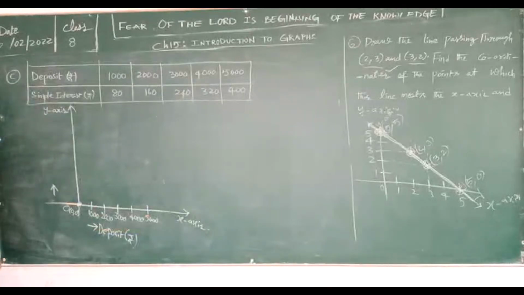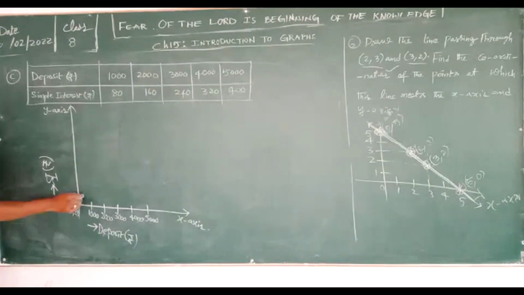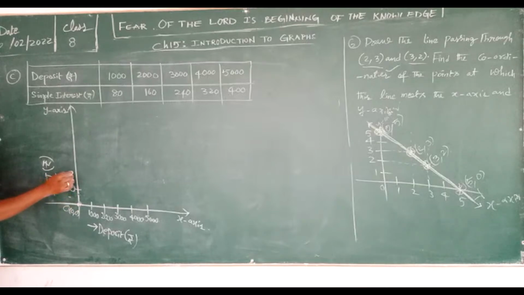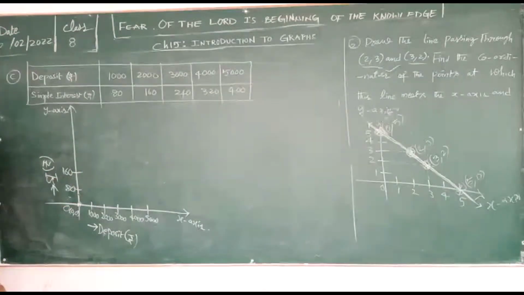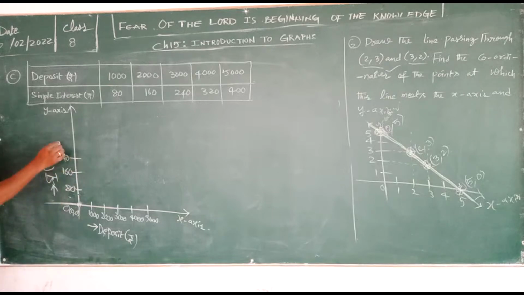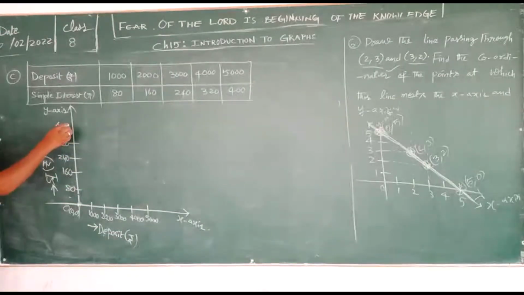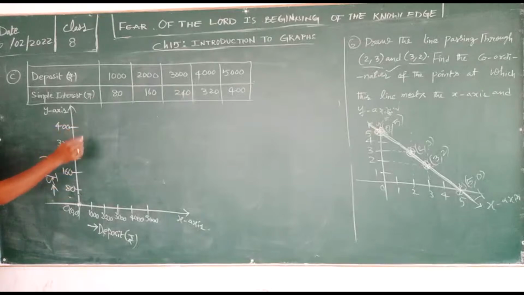Next, on the y-axis I am going to take simple interest, SI, again in rupees. First it is 80 rupees. Next it is 160 rupees, because 80 plus 80 is 160. 160 plus 80 you get 240. 240 plus 80 is 320. And 320 plus 80 is 400. So we have now kept all the points.